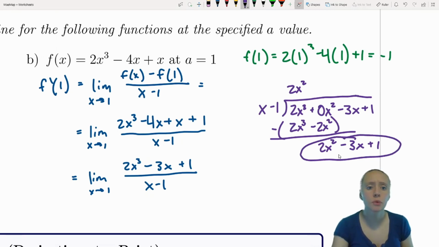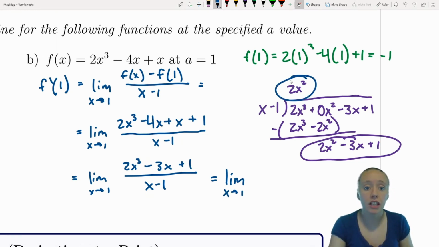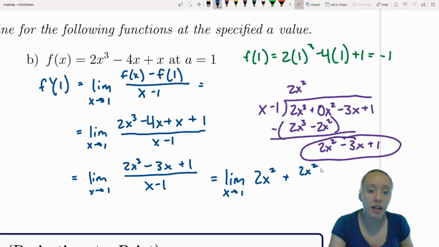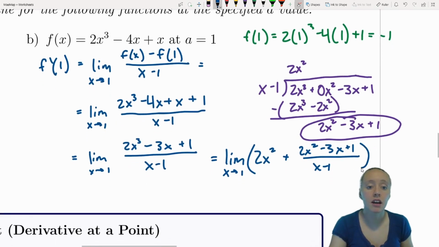I can factor 2x squared minus 3x plus 1. That's something that's easy to factor. So I'm going to rewrite my limit as the limit as x approaches 1 of a whole 2x squared, and then I'm going to add that to my remainder of 2x squared minus 3x plus 1 all over x minus 1. So now I'm taking the limit of this.